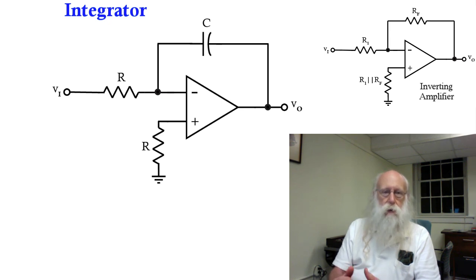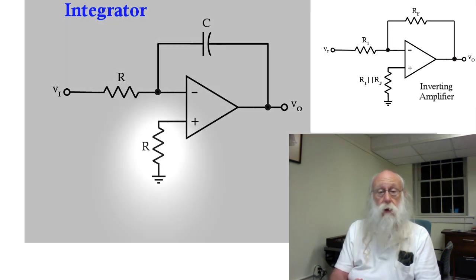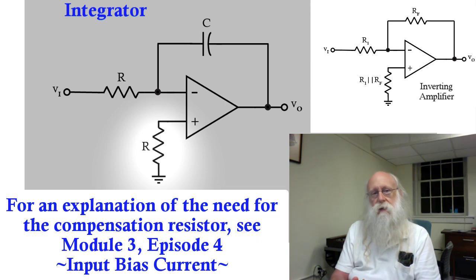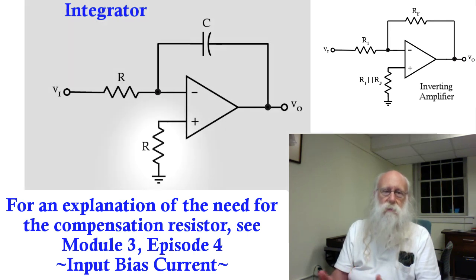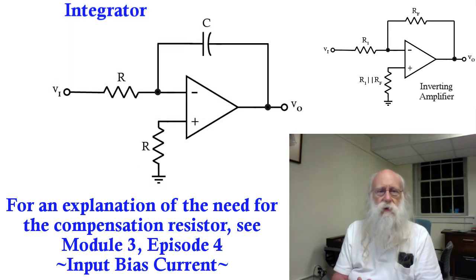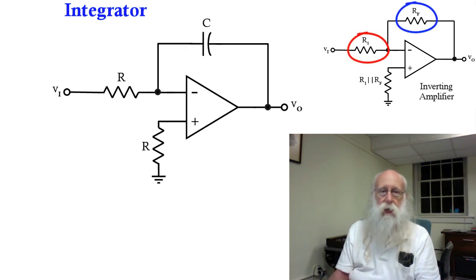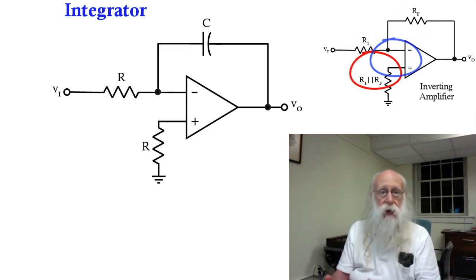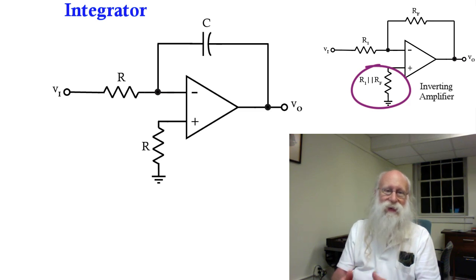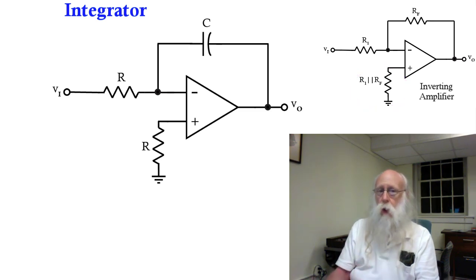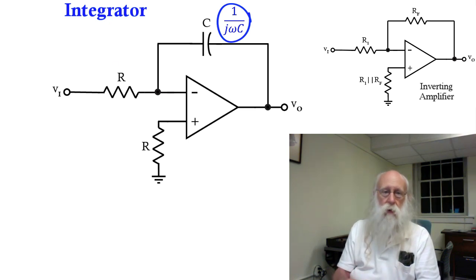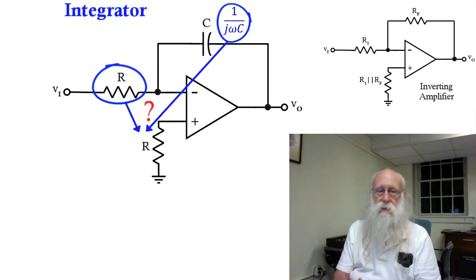Before we do the analysis, however, let's talk about the compensation resistor connected to the non-inverting input. It has a value of R. Now, you might be thinking, well, wait a minute. In the case of the inverting amplifier, we had to put both the input resistor and the feedback element, which was a resistor in that case, in parallel to determine the thing connected to the non-inverting input. Why aren't we putting the impedance of the capacitor in parallel with R to determine the compensation component?